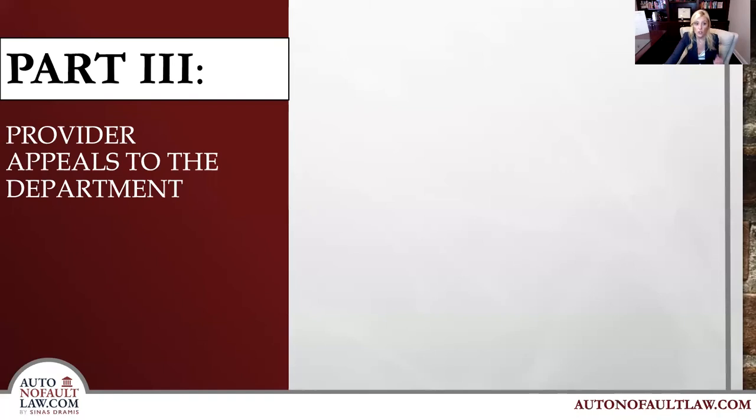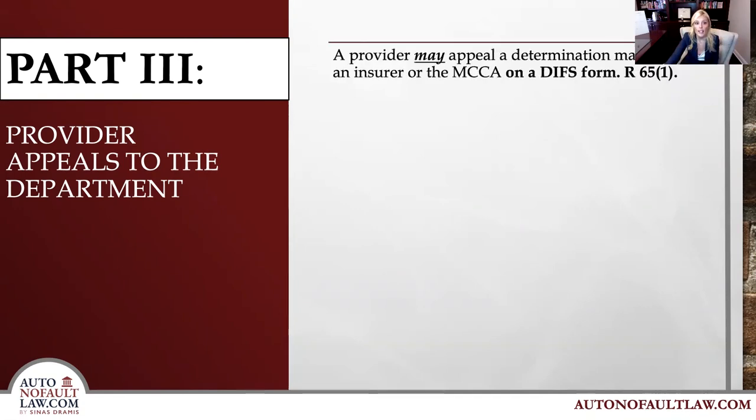After the insurer or the MCCA makes its initial determination, what does a provider who is aggrieved by that determination or disagrees with the determination, more specifically, what happens if the insurer or the MCCA denies payment? What recourse does a provider have? Well, one possible avenue is to pursue an appeal through DIFS. There is another potential avenue of recourse, which is to file a lawsuit and exercise the direct right of action provided to medical providers in Michigan under Section 3112 of the amended version of the statute.